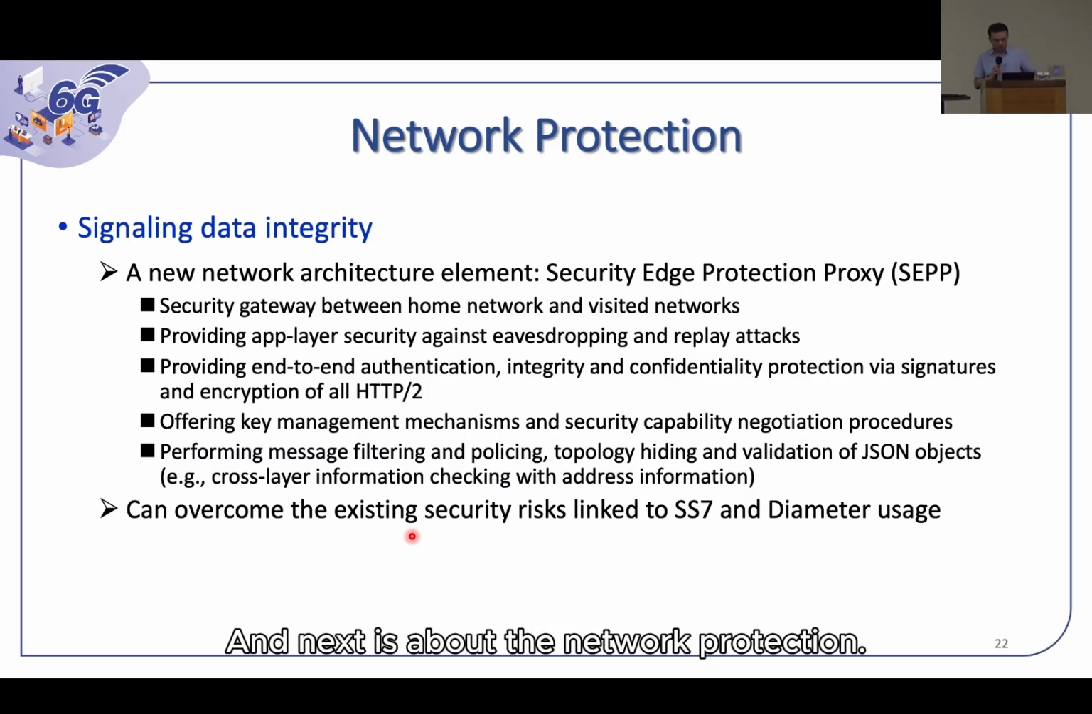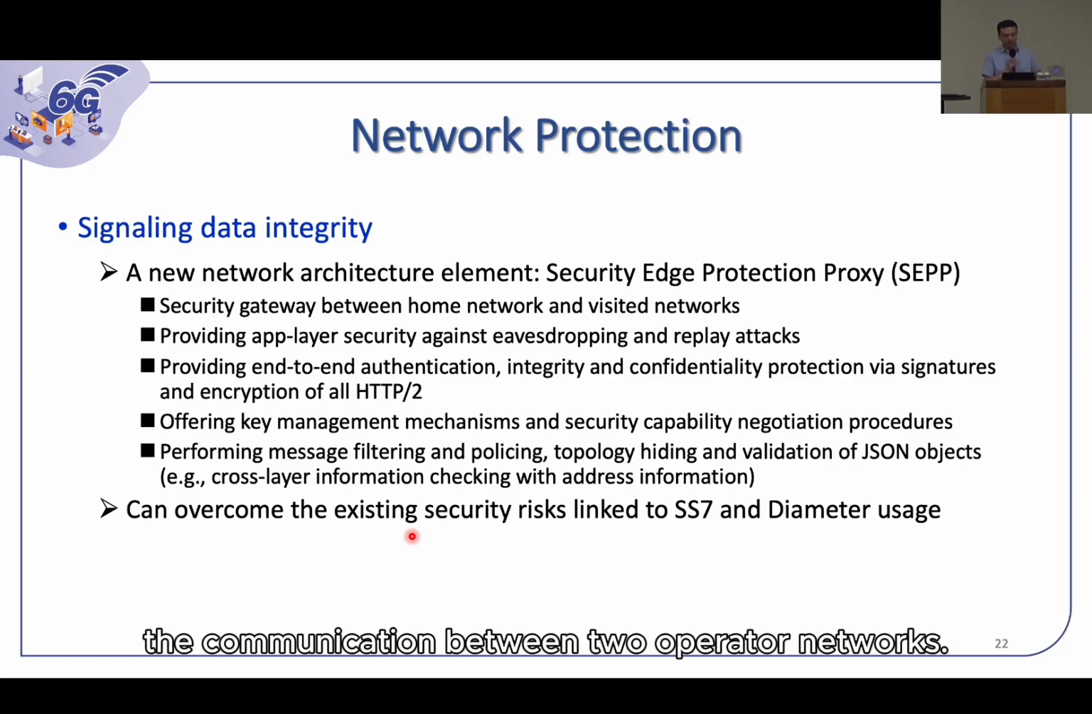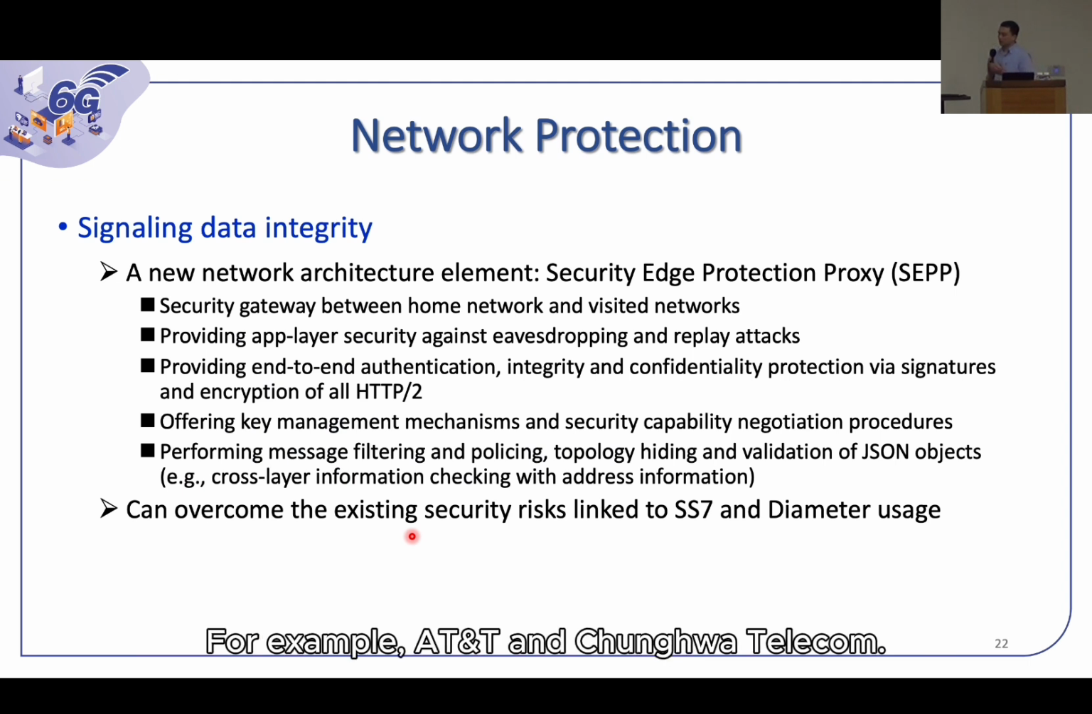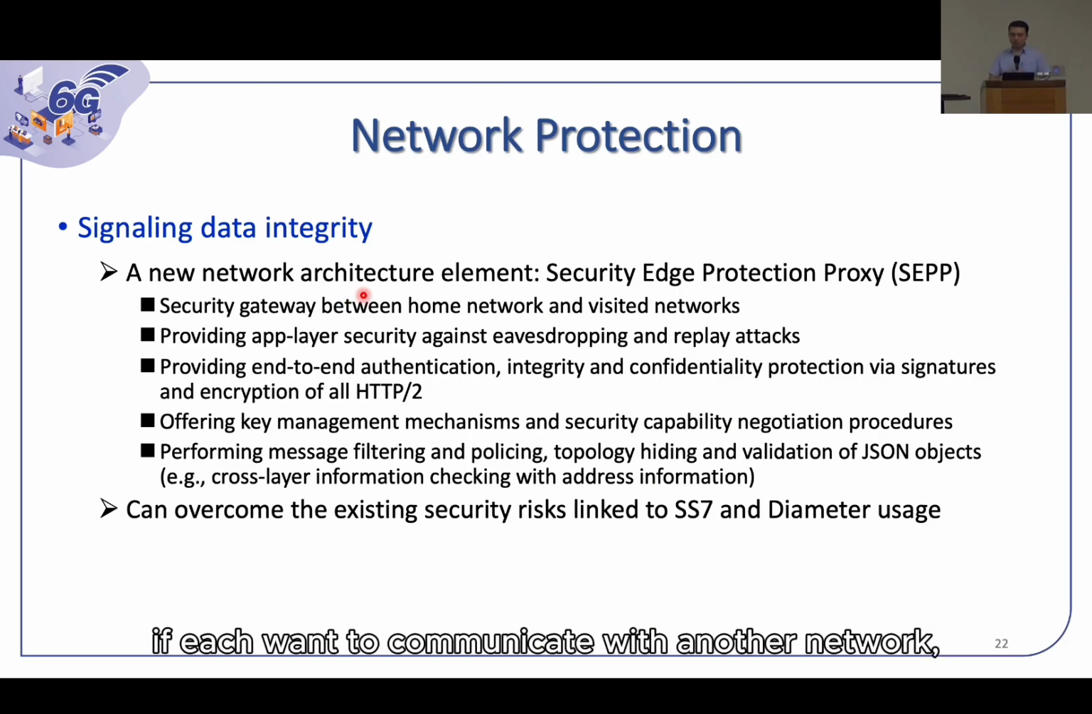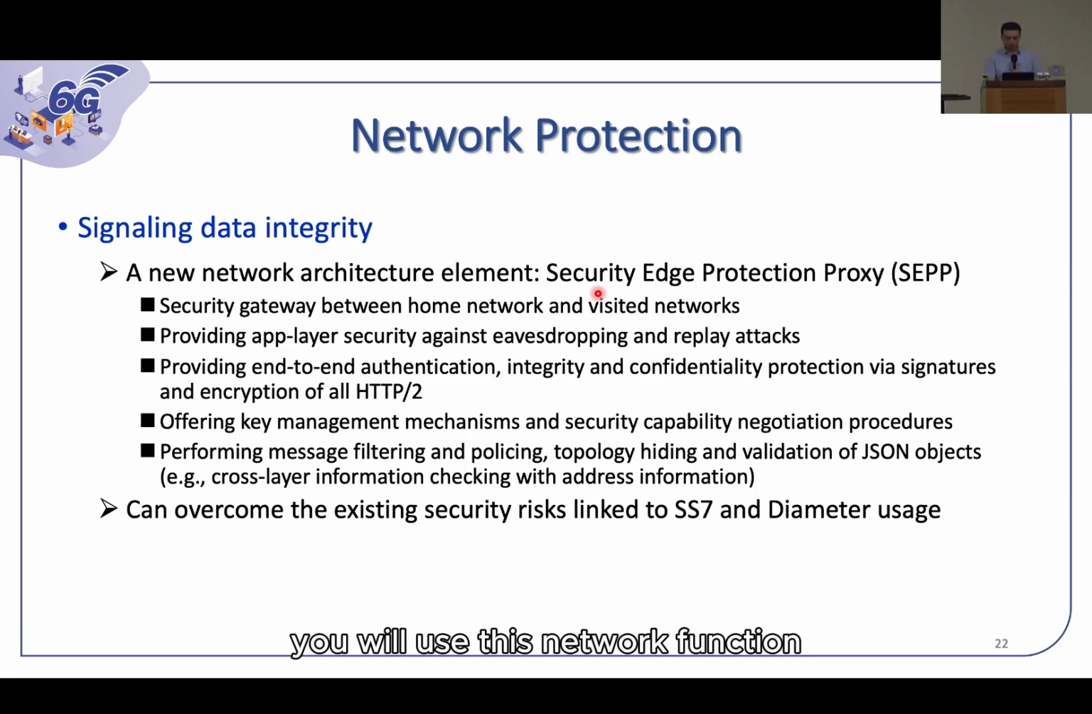Okay, and next is about the network protection. So the network protection here is to consider the communication between two operator networks, for example, AT&T and Chunghwa Telecom. Okay, so for each network architecture, if it wants to communicate with another network, it will use this network function, which is called security edge protection proxy. So this is a security gateway between the home network and the visiting networks.